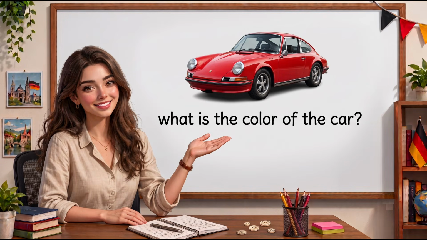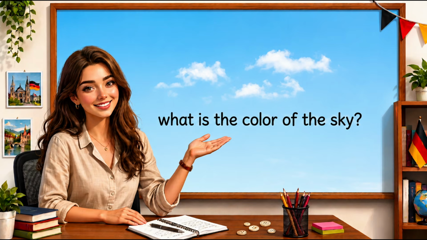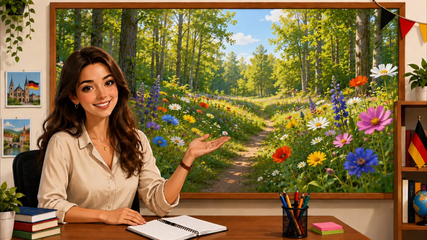Now, let's test what you have learned today. What is the color of the car? You are right. It is rot. What is the color of the sky? Correct. It's hellblau. Lastly, which colors do you notice in the forest? Comment down and let's see how many colors you have got right.